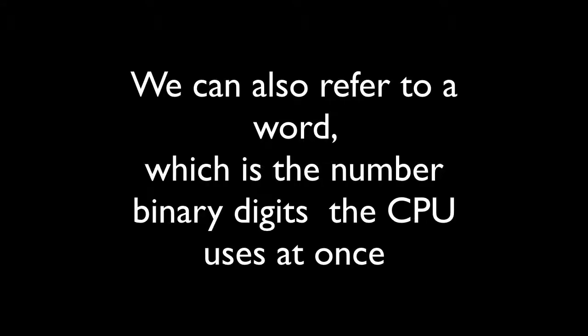We can also refer to a word, and a word is the size of the chunk of information that the CPU works with. It turns out that when you're building a CPU, it is easiest to always make it deal with the same chunk of binary digits at the same time. Always, okay? If sometimes you're dealing with 1 bit and sometimes you're dealing with 128, it gets really, really complicated. So instead, the circuitry works on a word, which is the number of binary digits the CPU uses for any operation.